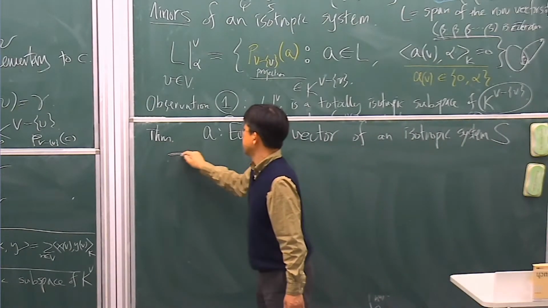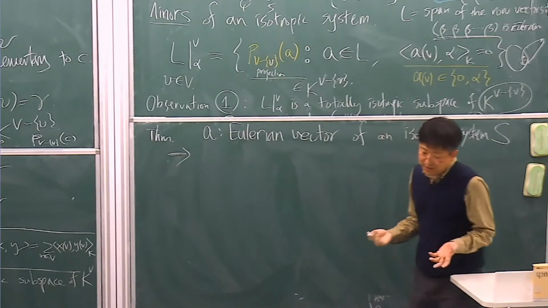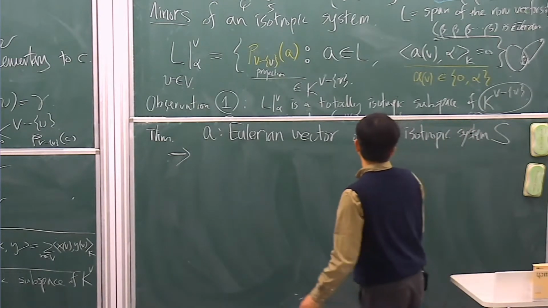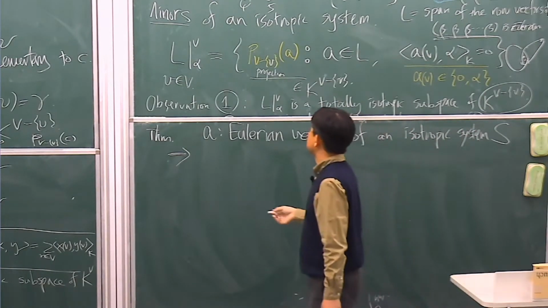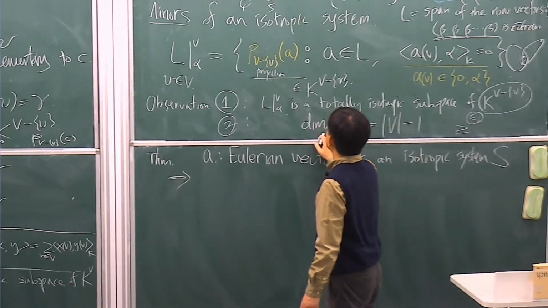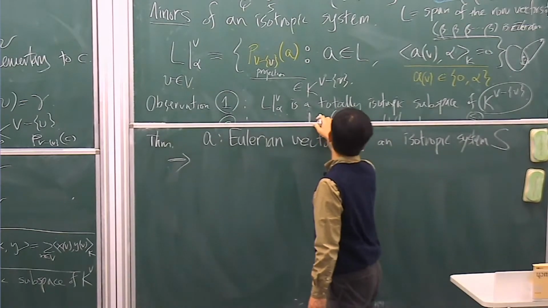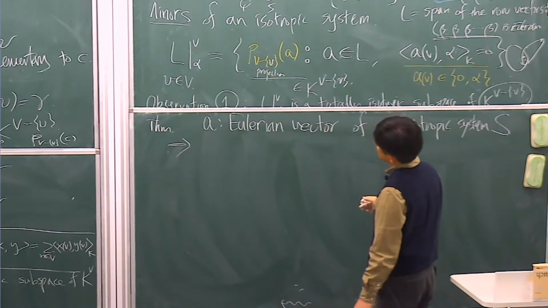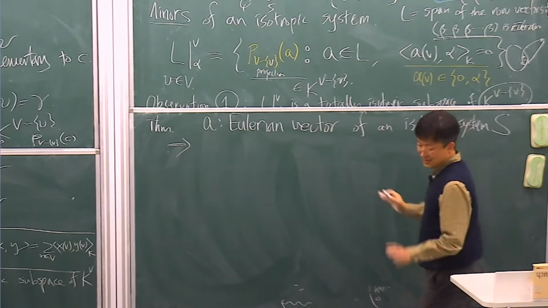Then, so if I have an Eulerian vector, then maybe I should have chosen my definition of graph. Okay. Anyway, too late.